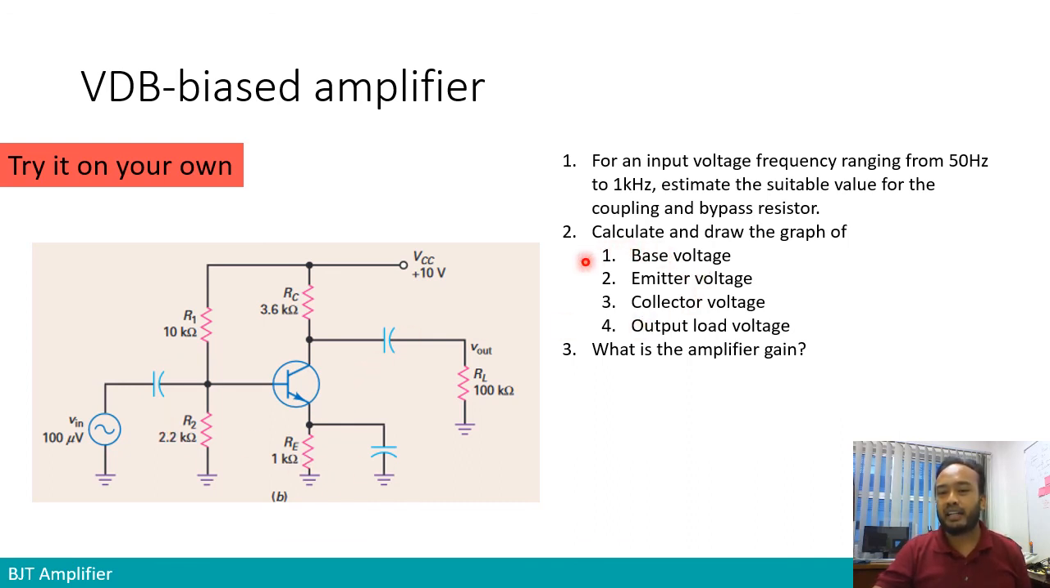And then next, the question is for you to calculate and draw the graph of the base voltage. So calculate the base voltage over here, this is the voltage over here, and draw the graph. Calculate the emitter voltage, which is over here, and draw the graph. Calculate the collector voltage, the voltage over here. And finally, the output load voltage, which is the voltage over here. And finally, the question asks us, what is the amplifier gain? As mentioned in the previous discussion, amplifier gain is the ratio of output voltage over input voltage. So please try to do this calculation on your own.